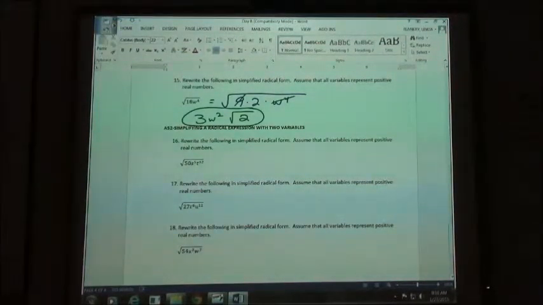So your problems are always going to be like that? Because I'm thinking you could do something with the 2. No, you can't do anything with the 2. Because the only factors of 2 are 1 times 2. And so there's nothing you can do with it. You can take the square root of 1 all day, it's still 1. So, can't do anything else with that.